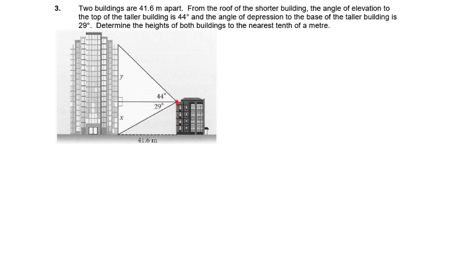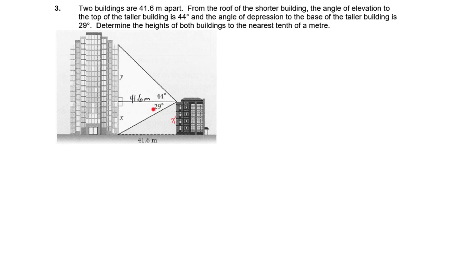Okay, so we need to find the height of the shorter building and the height of the taller building. So I want you to notice that there are some labels already on here, X and Y. X is the distance from the ground up to this point. Now if we extend that over here, this is X as well. So X is the height of the shorter building. So we can look at this triangle and solve for X. We know the length of this side is the distance between the two buildings, which is 41.6 meters.